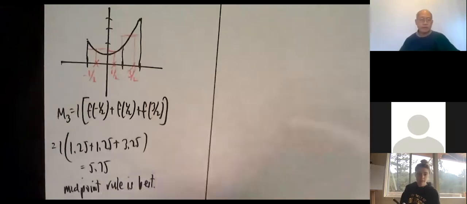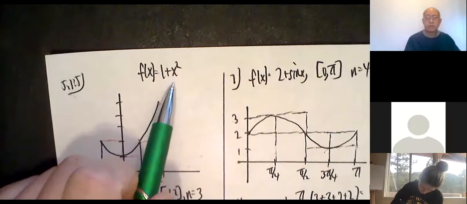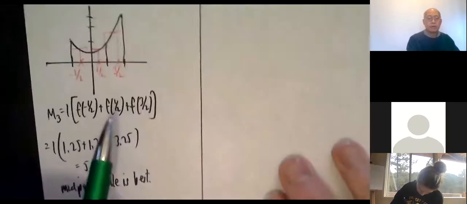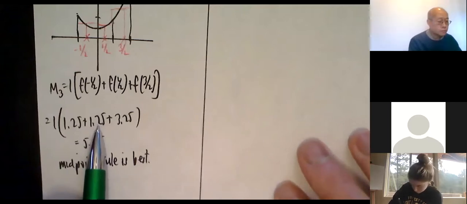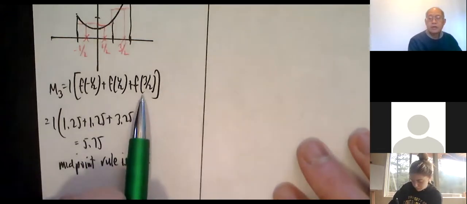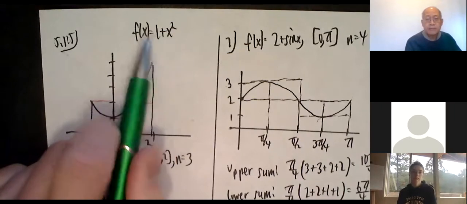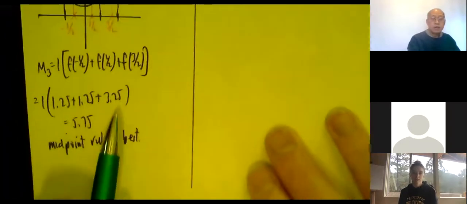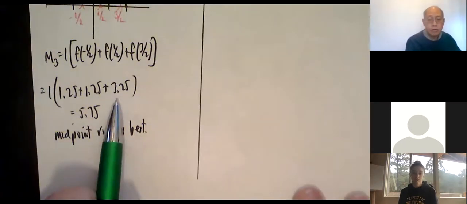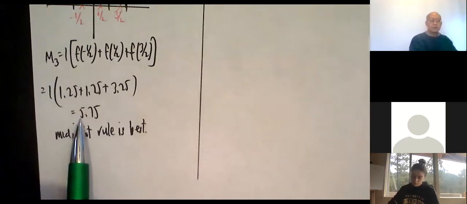Do the same thing for 1/2. F of 1/2, plug in 1/2. Well, 1/2 squared is still 1/4. Add 1. 1 and 1/4, 1.25. F of 3/2. Plug in 3/2. Squared is 9/4. 9/4 plus 4/4 is 13/4, which is 3 1/4, 3.25. Add them all up, 5.75.